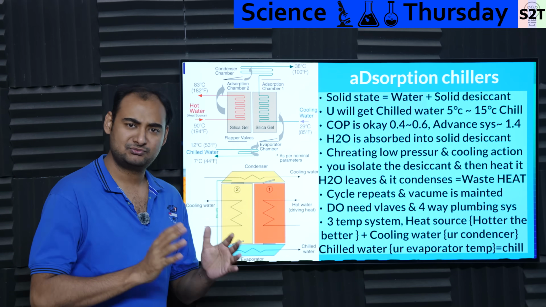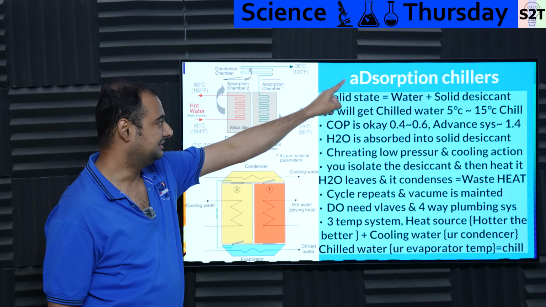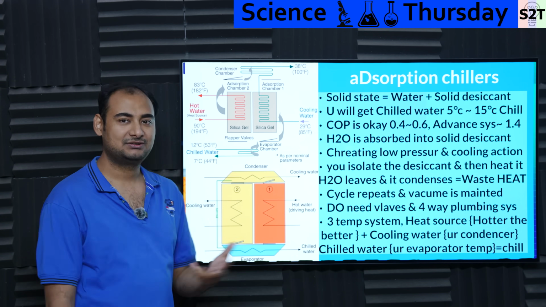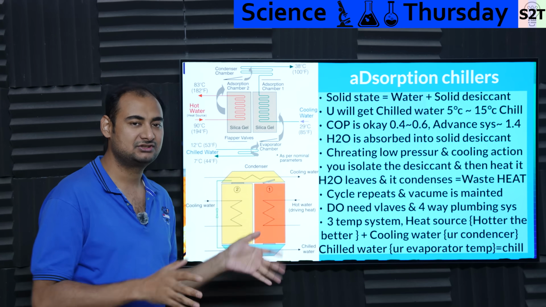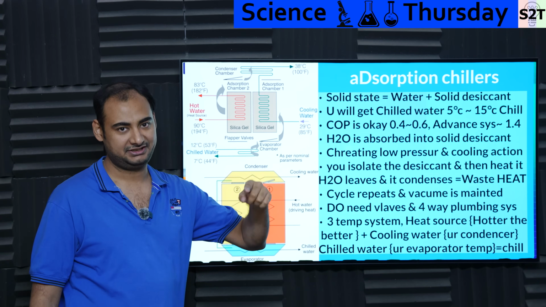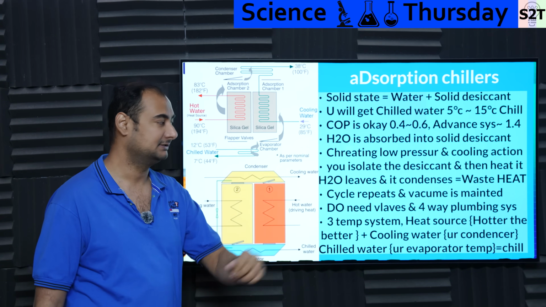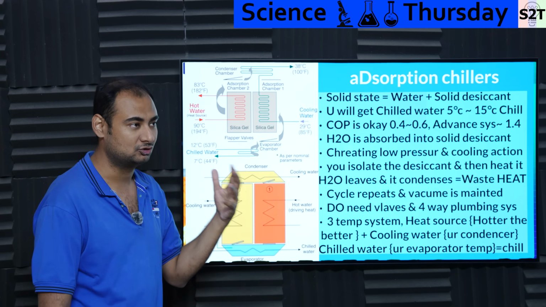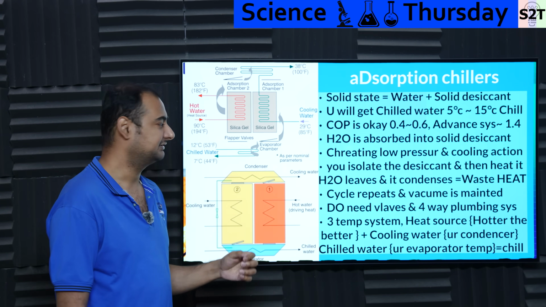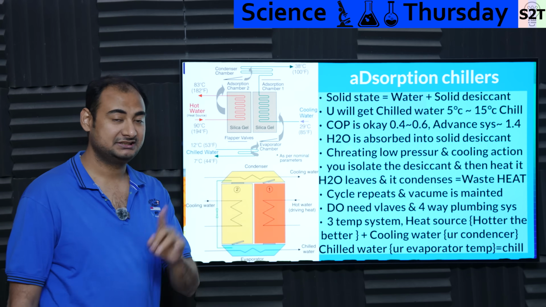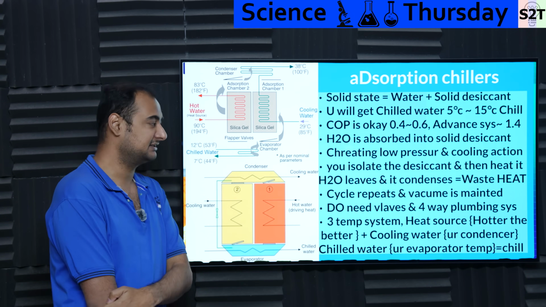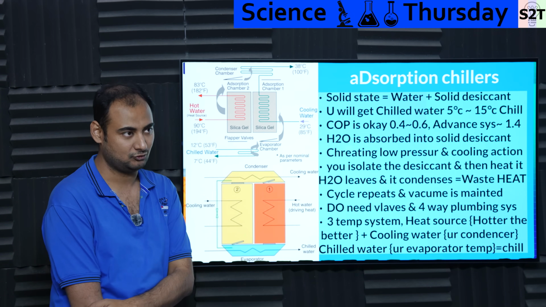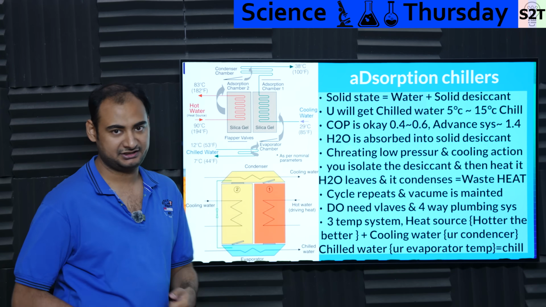Now we come to something for small puppies. Adsorption chiller. This is what we classify as solid state. Now let that be clear, we call it solid state because the desiccant is solid. You are not talking about lithium bromide solution. We are talking about water and solid desiccant. That could be silica gel, it could be zeolite, those sort of things. So you get chilled water, but this does not go cold, as in it most likely will not freeze water. So you're talking about like 5 to 15 degrees Celsius water.